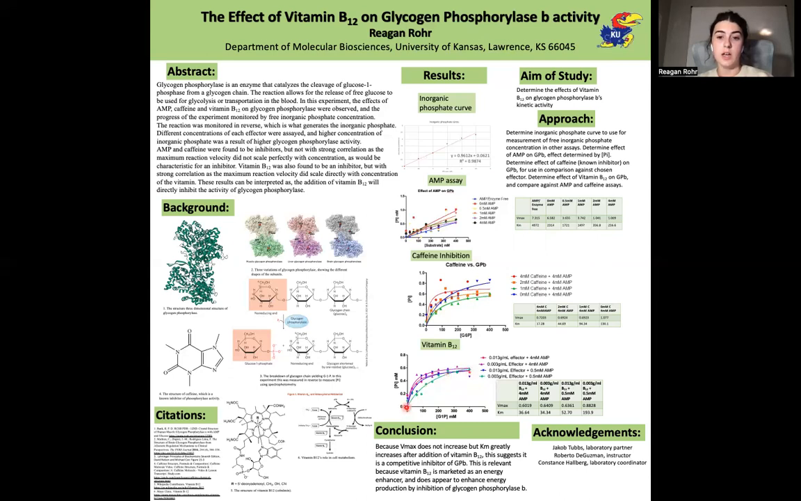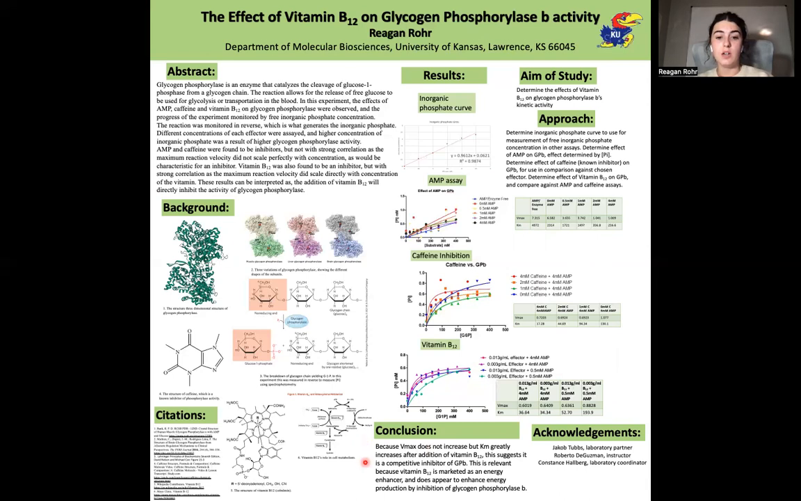So if you'll see here, as you add more vitamin B12, it cleaves these phosphates from the glucose 1-phosphate slower. This is why there is a decrease in the Michaelis constant, but not really a decrease in the maximum reaction velocity, showing that it is a competitive inhibitor and does decrease phosphorylase activity.